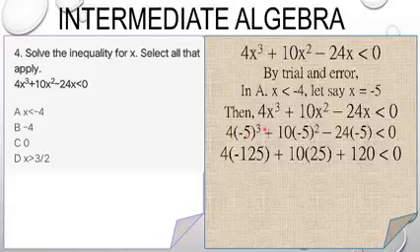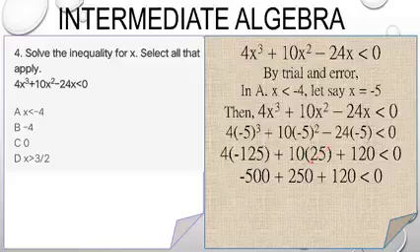Negative 5 cubed is also the same as negative 5 times negative 5 times negative 5, or the answer is negative 125. Ito naman, negative 5 squared is 25. Yung negative 5 times negative 24 is positive 120. Simplify lang natin. Times 4, the answer is negative 500. Yung negative 10 times 25 is 250 plus 120. Gamit yung calculator, the answer is negative 130.